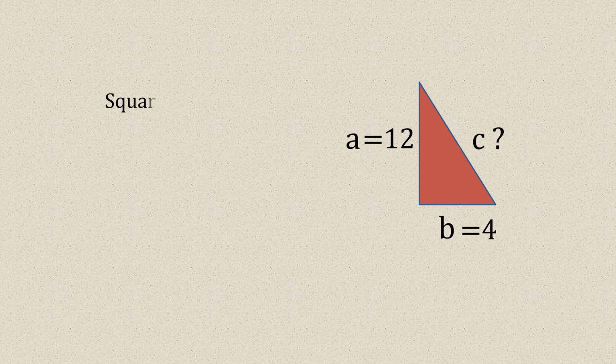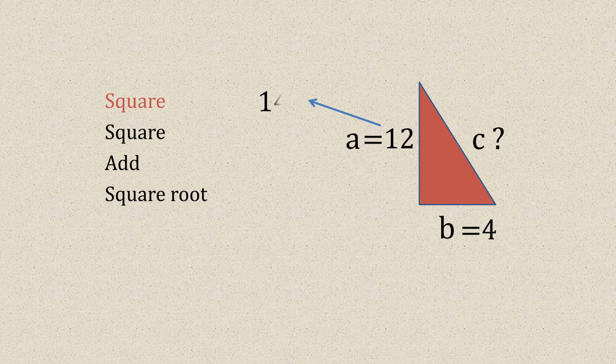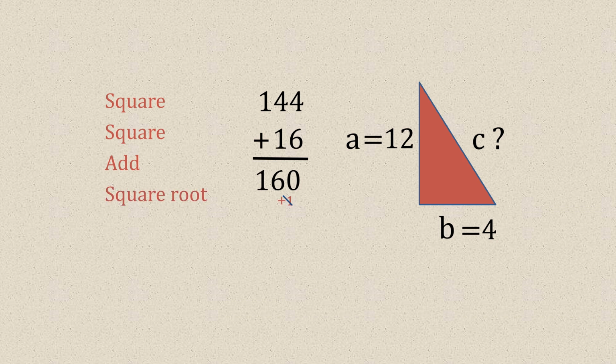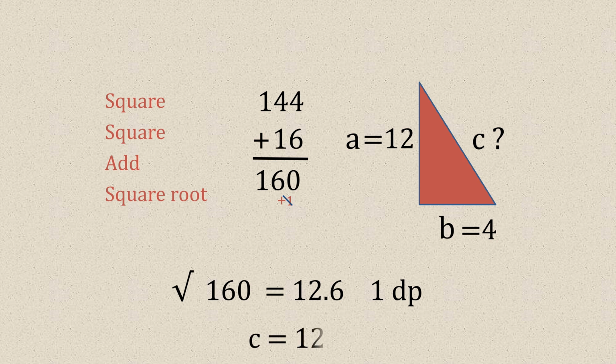So we're going to look for the longest side on this triangle, which is the hypotenuse, and this is what we need to remember: square, square, add, square root. So our a equals 12, so if we square that gives us 144, and b equals 4, if we square that gives us 16. Now we don't know what c is, so what we need to do is add these two figures together, which gives us a total of 160. Then use your calculator, press square root 160 and the answer is 12.6 rounded to 1 decimal place.